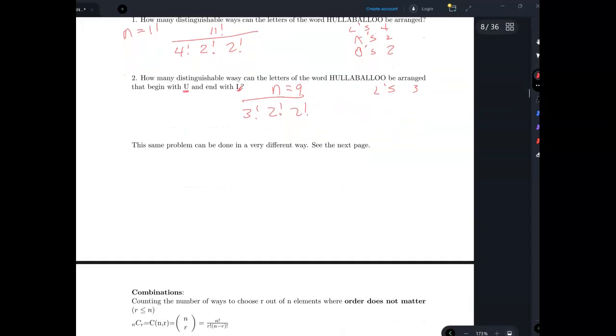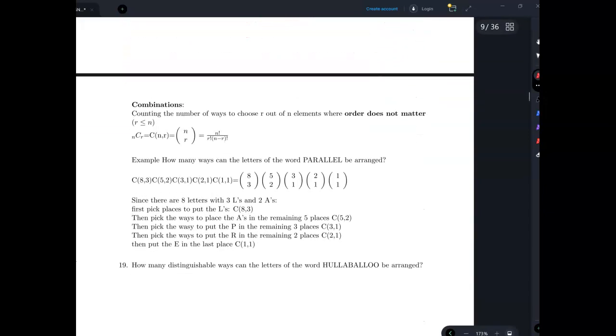So this problem can be done in a completely different way. I could do it by combinations, where order doesn't matter, but I'm dividing out the repeats. Looking at a different word, parallel, I see that there's 3 L's and 2 A's. First I'm going to go with the one that's repeated the most. The word parallel has N equal 8 letters in it. From the 8 letters, I'm going to choose the 3 L's. That's how many ways I've got that.